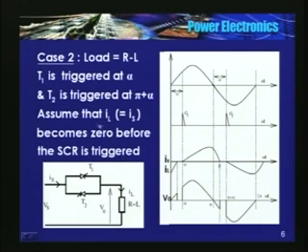I will repeat, the assumption is IL becomes 0 before the SCR is triggered. So load is passive, at alpha T1 is triggered. So when T1 starts conducting, input voltage is same as the load voltage. So voltage is applied to a RL load. Now the circuit equation is R into I plus L di by dt is equal to Vm sin omega t.